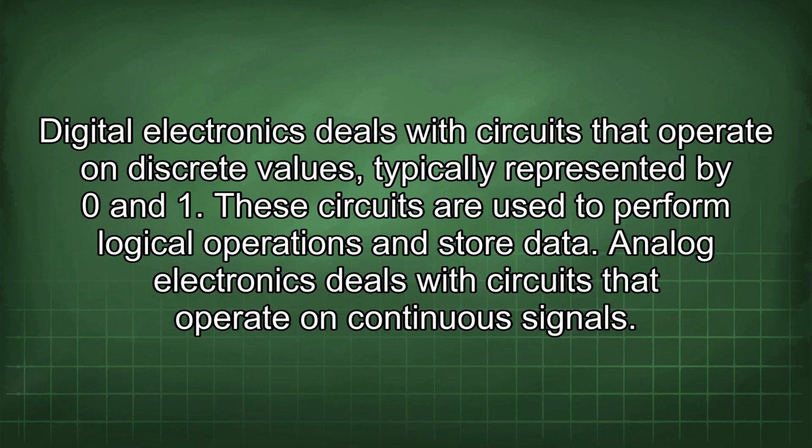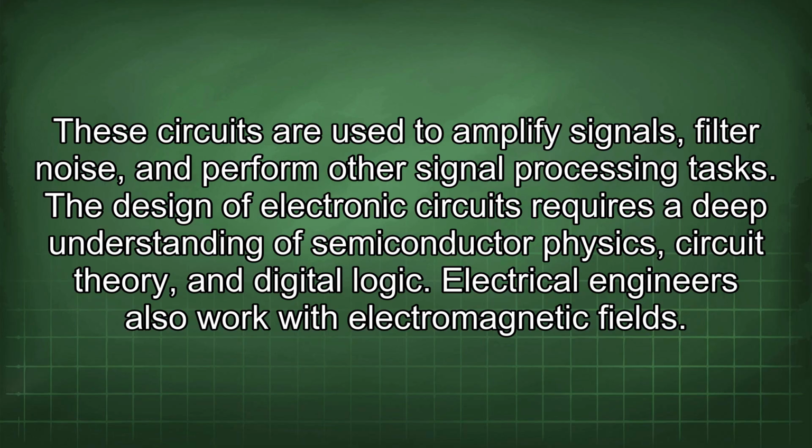Digital electronics deals with circuits that operate on discrete values typically represented by 0 and 1. These circuits are used to perform logical operations and store data. Analog electronics deals with circuits that operate on continuous signals. These circuits are used to amplify signals, filter noise, and perform other signal processing tasks. The design of electronic circuits requires a deep understanding of semiconductor physics, circuit theory, and digital logic.